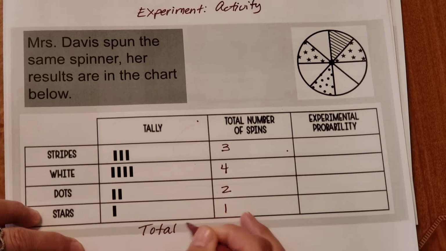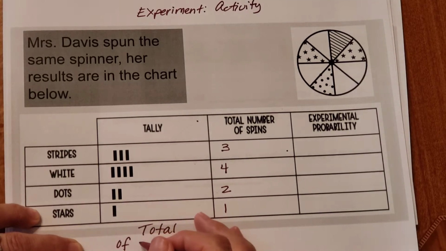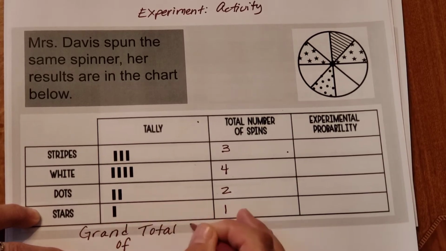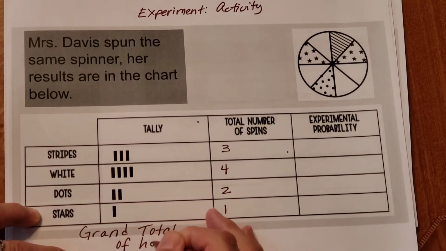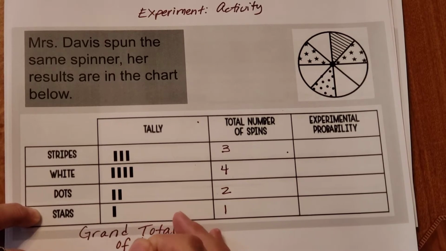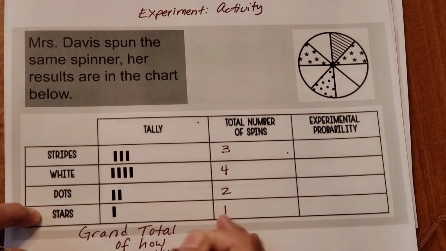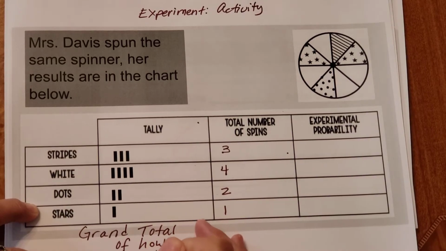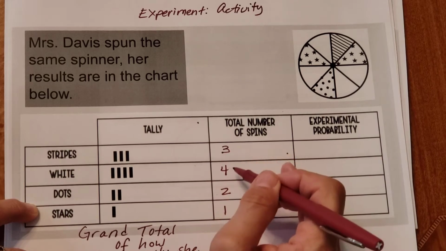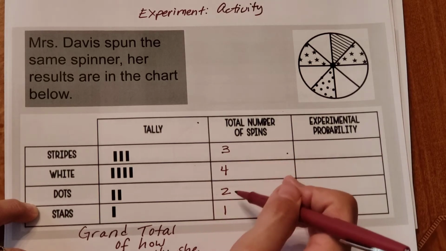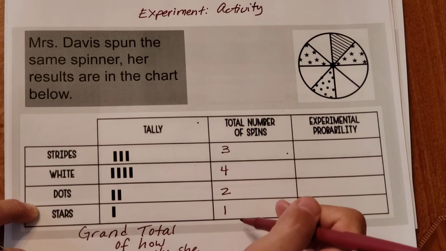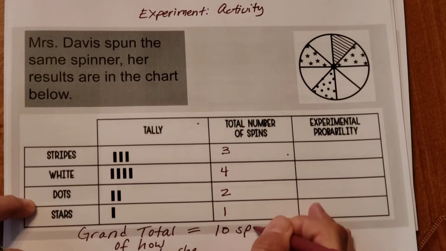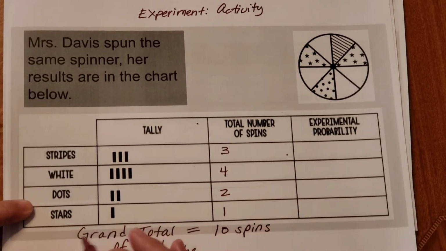Okay, so you need a grand total of the frequency, a grand total of how frequently she played. Okay, so she played 3 plus 4, which is 7, plus 2, 9, plus 1 more, 10. So in total, she did 10 spins. Okay, so that's the grand total.